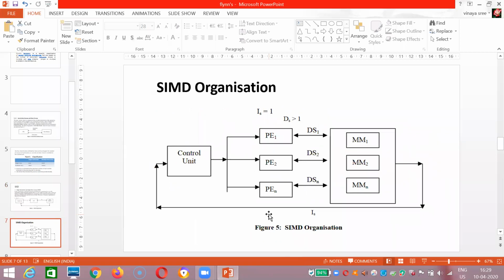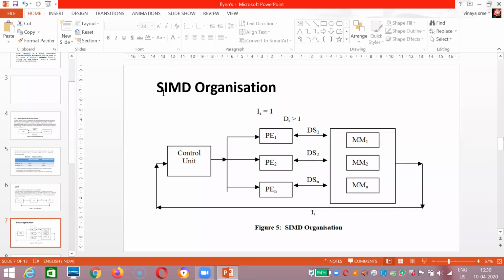Because the classification here is single instruction, multiple data. So single instruction, try to see my mouse positions so that you can understand clearly. If you have any doubts, you can ask me and I will repeat once again. Why? Because it is a 100% question for your external exam, so try to understand. Single instruction, multiple data.